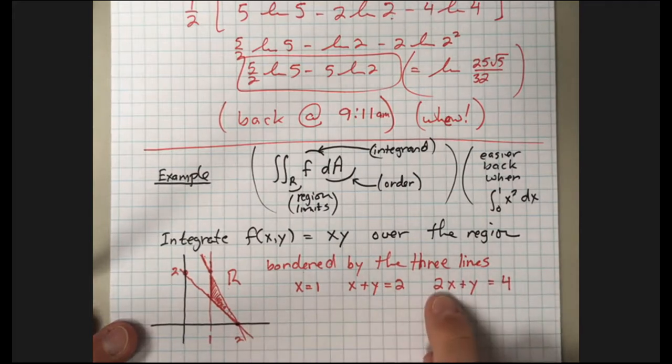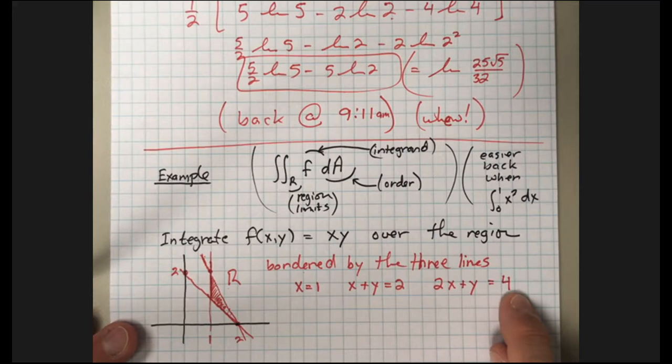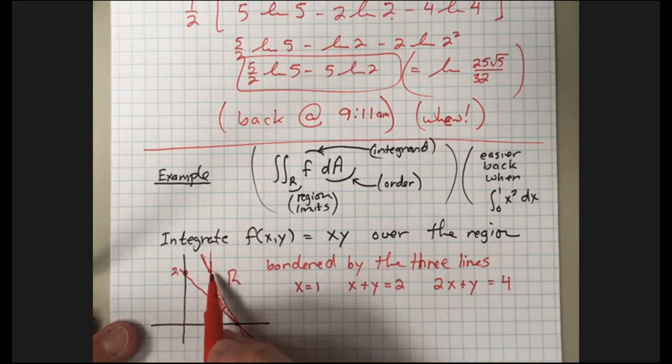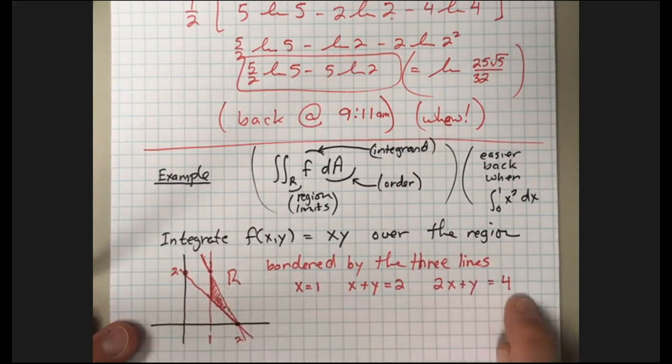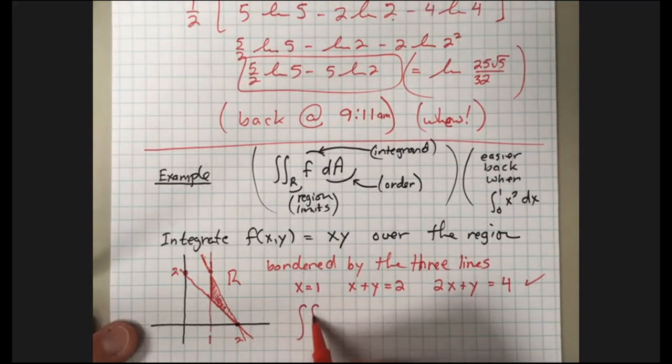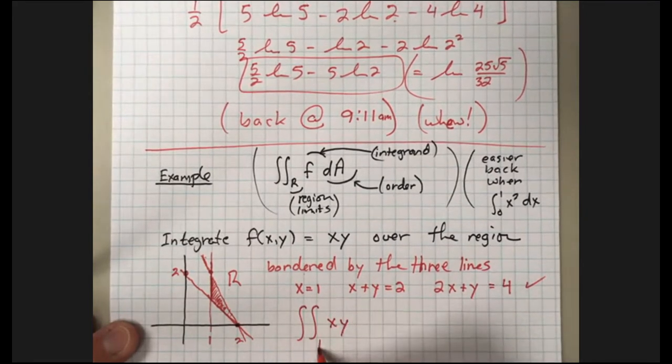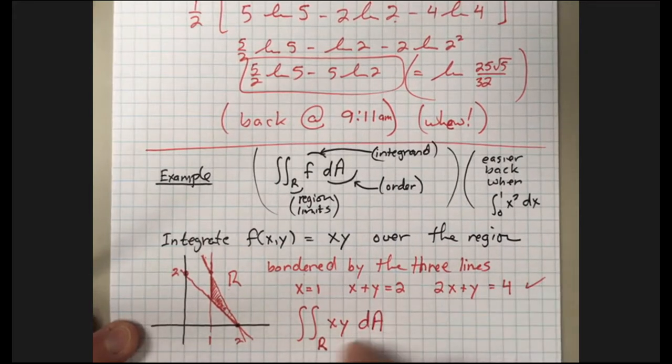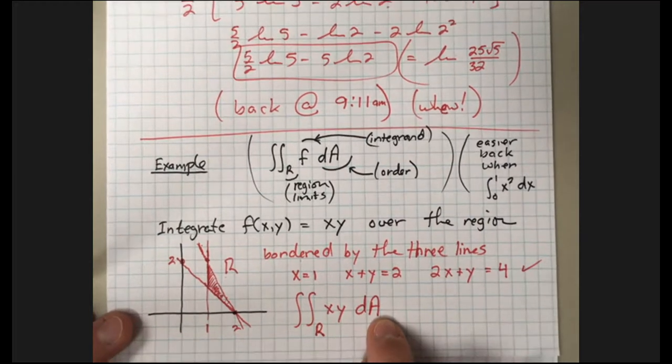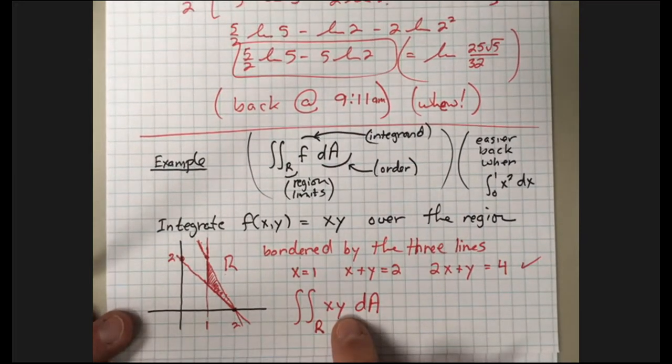But let's try this out. Here's a point 2, 0. So 2 and 0 plugged in here definitely give me 4. Here's a point 1, 2. If you put a 1 and a 2 in here, you get 4. Okay, these are the three lines. But how should I integrate xy over R? I have to choose and describe an order. So in this problem, the function is not threatening, but I have to choose and describe my own order.